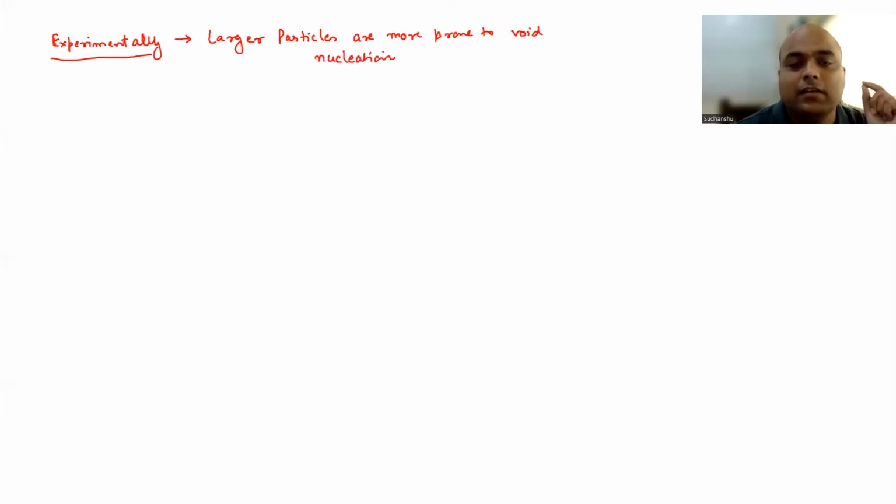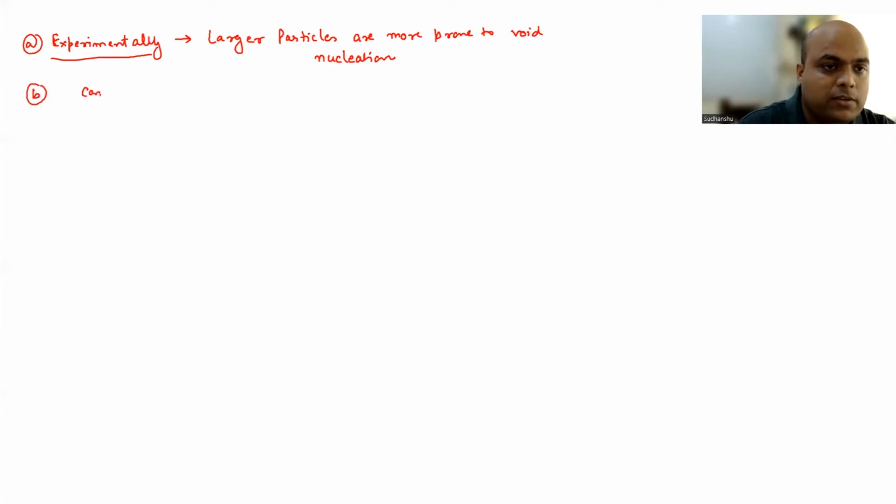But if you see the dislocation particle interaction model, there we saw that if the particle size is smaller, the interfacial strength is going to be higher, right? And then it will lead to earlier void nucleation, right? But experimentally, it has been observed that the larger particles are more prone to void nucleation rather than the smaller ones. Okay?